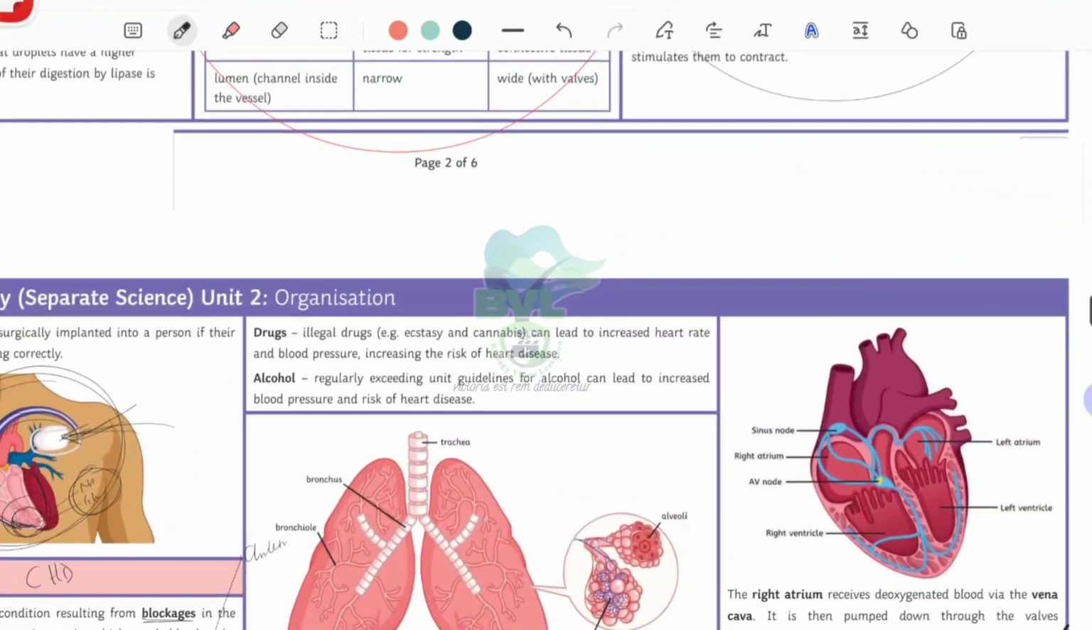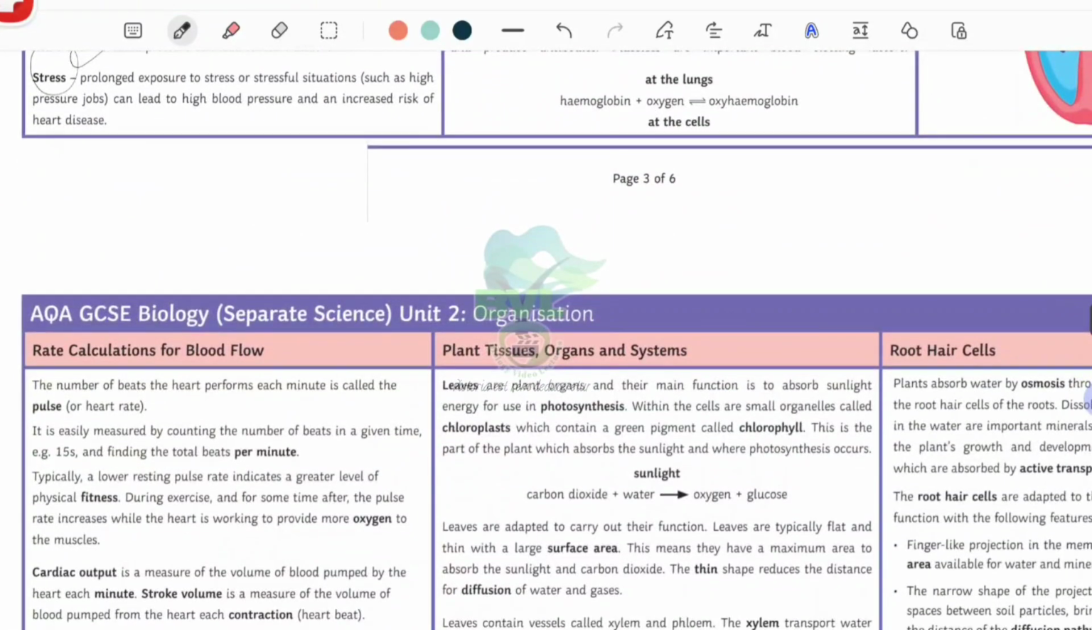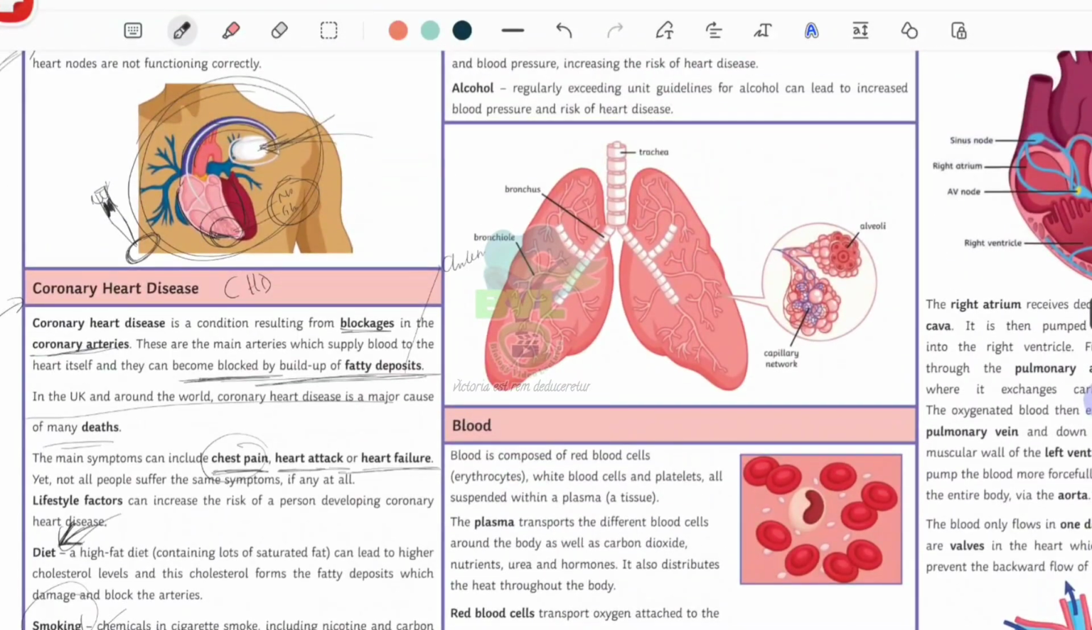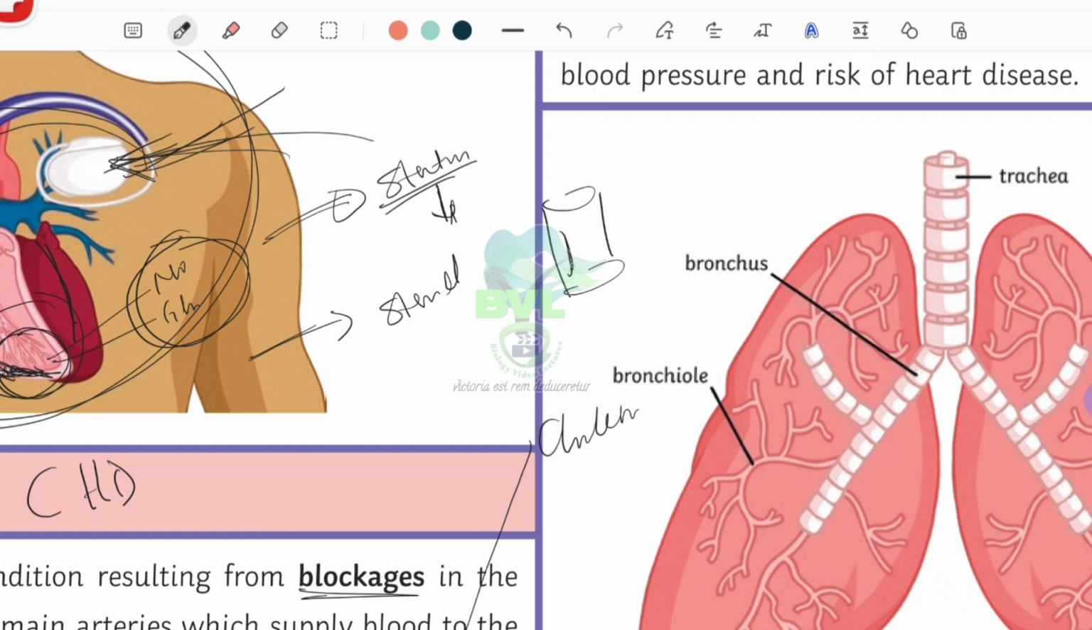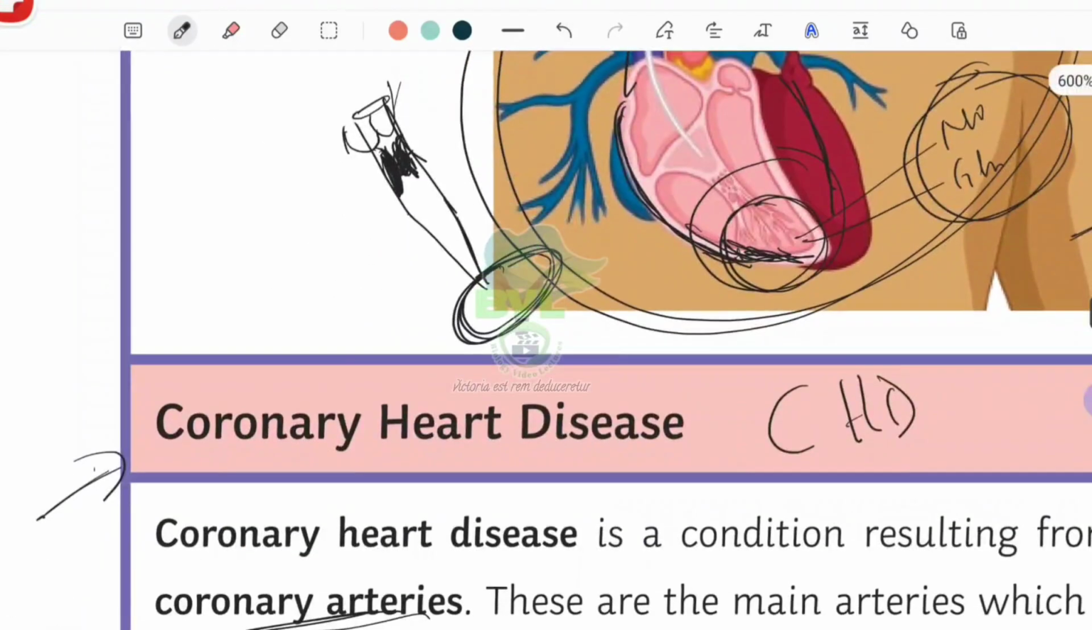Now, how is this treated? I think I need to show you that real quick. CHD is treated using two things: a drug called a statin, which reduces the level of cholesterol, and another instrument called a stent. A stent is like a wire mesh that helps to widen the wall of the blood vessel. Imagine here where I have the blood vessel already blocked. You put the stent here, and the stent will expand it.